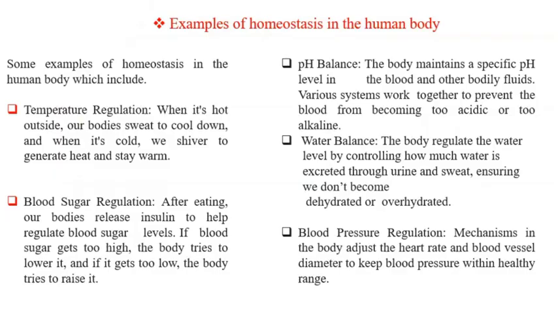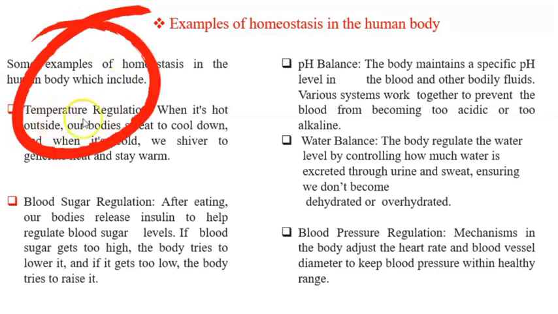Listen as we proceed. I will go ahead to explain examples of homeostasis in the human body. This is what I want us to achieve at the end of this class. You should be able to list the examples of homeostasis in the human body. Some examples include: 1. Temperature regulation.